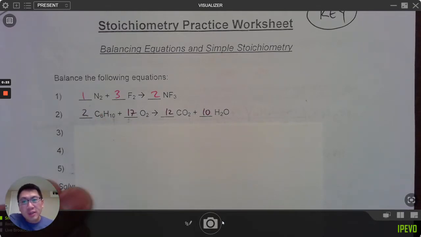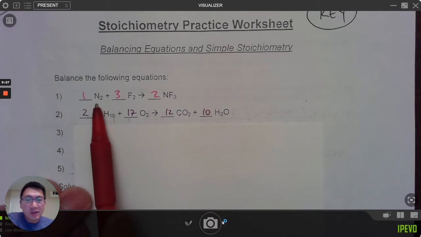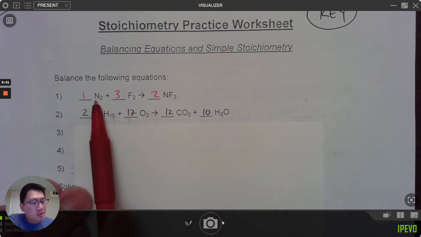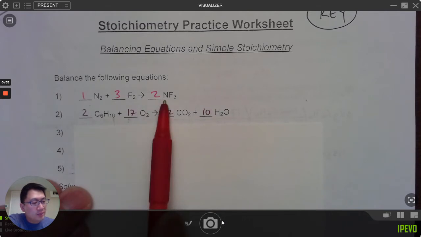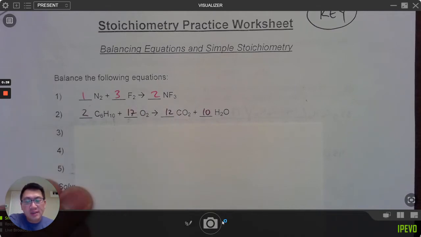Just a reminder of what I need to do for balancing equations: I need every element to be the same on the left and right side of the arrow. Here there are 2 nitrogens, 2 times 1 nitrogen. 3 times 2 fluorine, or 6 fluorines, equals 2 times 3 fluorines. So that's 6 fluorines. Everything is balanced.